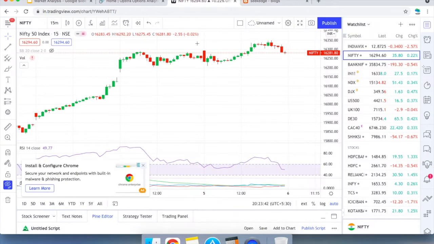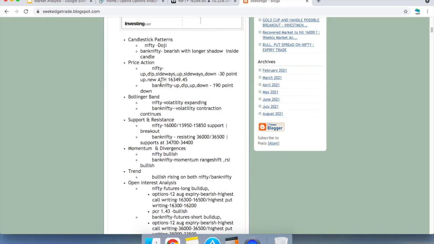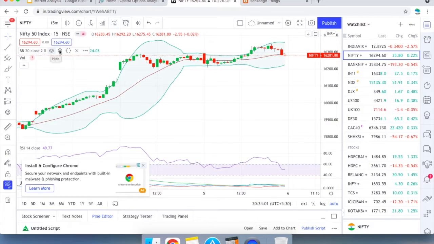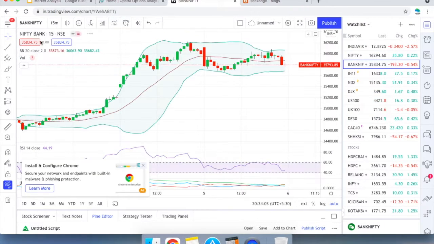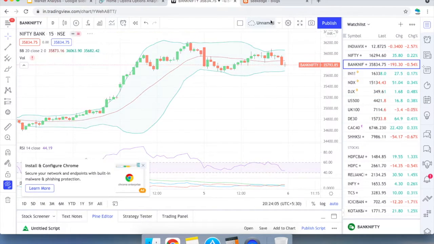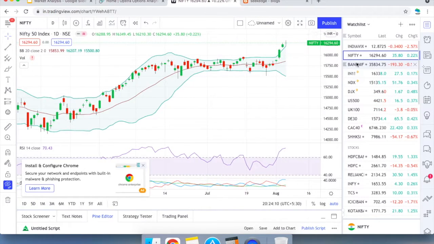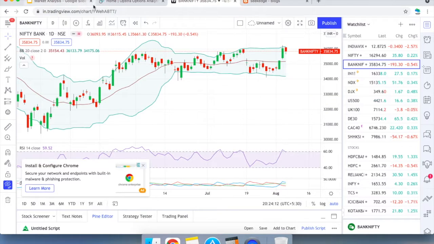Bollinger Bands: what do you see? Nifty volatility is expanding and the expansion has started, but Bank Nifty has not started. It's still in contraction mode. Quickly putting on the Bollinger Bands, you can see the expansion has slightly started on Nifty. The time frame is different, so sorry. Yes, it has slightly started expanding, and here you can see that it is sideways.